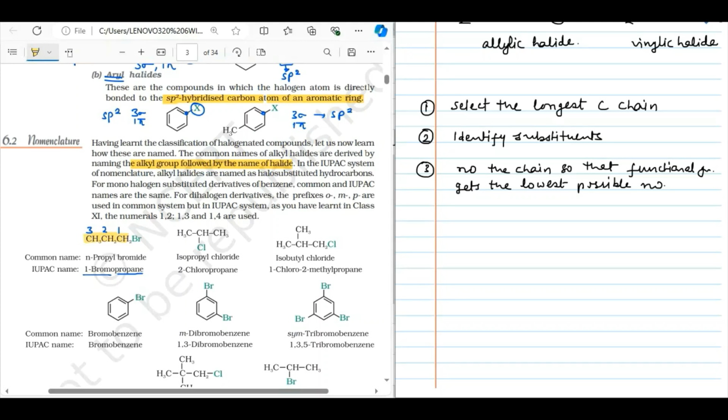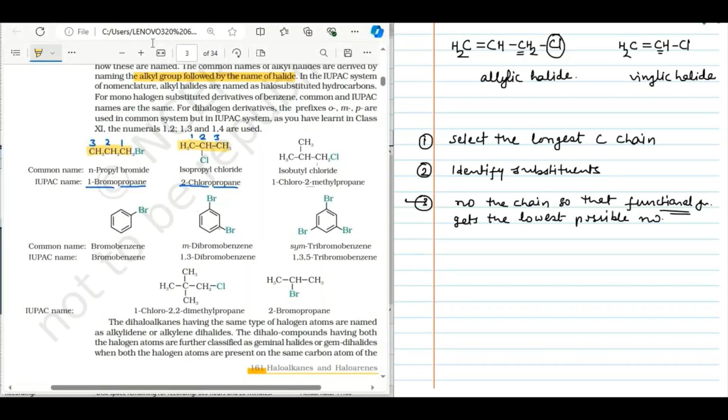Now come to the second example. First of all, select the longest carbon chain. It also contains a 3 carbon long chain. Now number the chain so that the functional group gets the lowest possible number. Here chlorine is the functional group. So when you number from either direction, it will get the same number. 1, 2 and 3. So here chlorine is bonded to the second carbon. That's why you have to write 2-chloro and write the parent carbon chain. As it is 3 carbons long, the name will be propane.